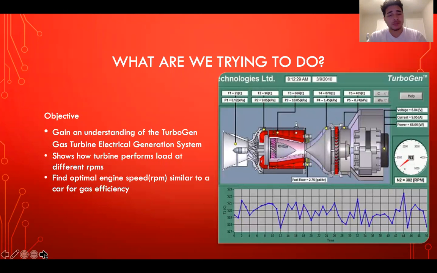So what we're trying to do, we're pretty much trying to gain an understanding of this turbogen electrical generation system. We're going to see how the power turbine and how the load, at the optimal point, we can generate the most power. Similar to a car, how we want to find the best fuel economy by not using our gas so much, and as well keeping it at the right RPM. In the orange circle is our power that's being shown in our turbogen software.